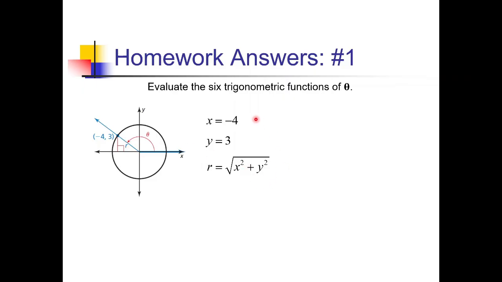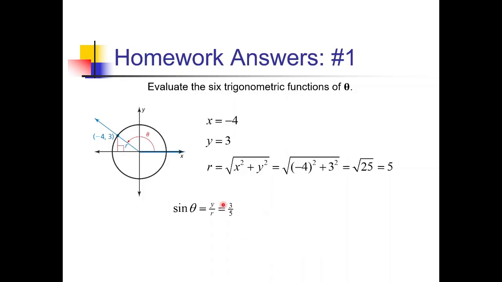So we have the square root of -4 squared plus 3 squared. That's square root of 16 plus 9, so the square root of 25, which comes out to 5. And the radius is always positive, so that is going to be a positive 5. All right, let's write our 6 functions. We'll start with sine, which in general is y over r. So specifically, we're going to have 3/5 for the sine.